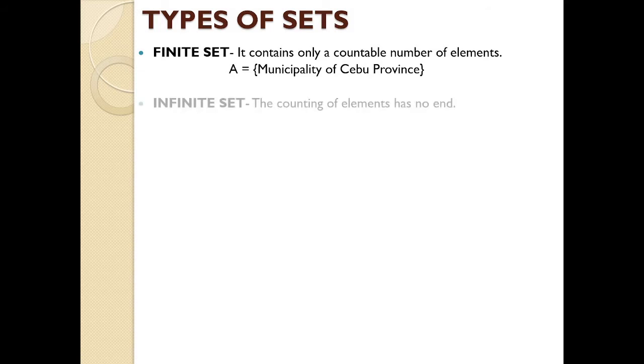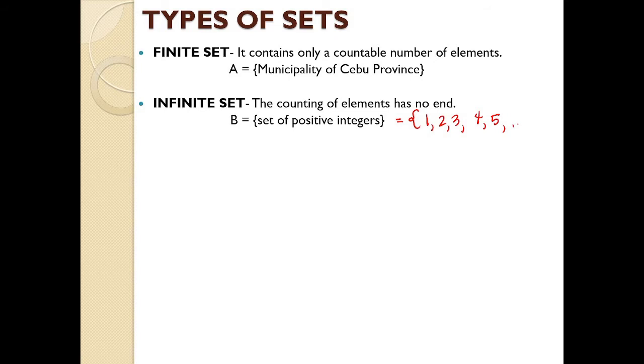Okay? There is what you call an infinite set now. An infinite set is a set wherein the counting of elements has no end. Meaning, you cannot enumerate all the elements. Example, the set of positive integers: 1, 2, 3, 4, 5. Even if you keep going until you die, you will never finish enumerating all the positive integers, because it is infinite.